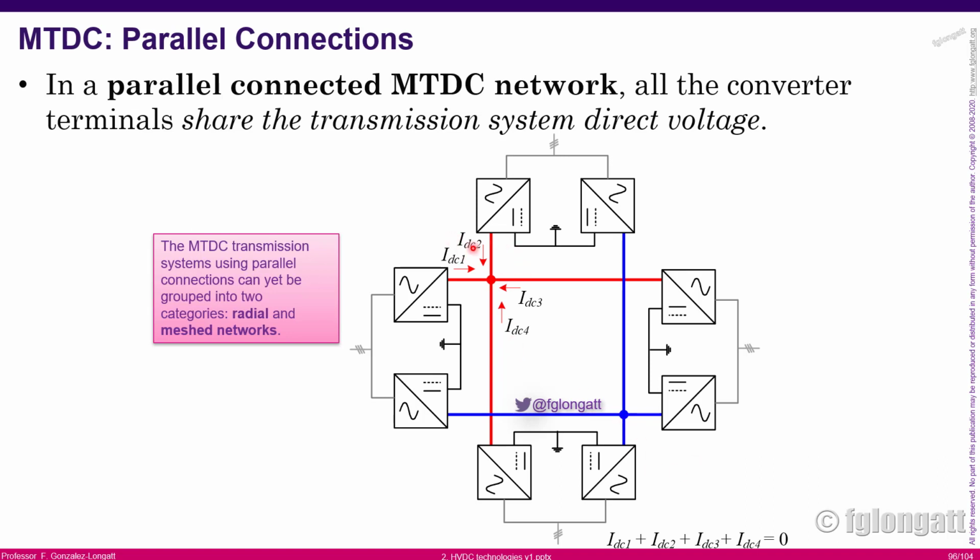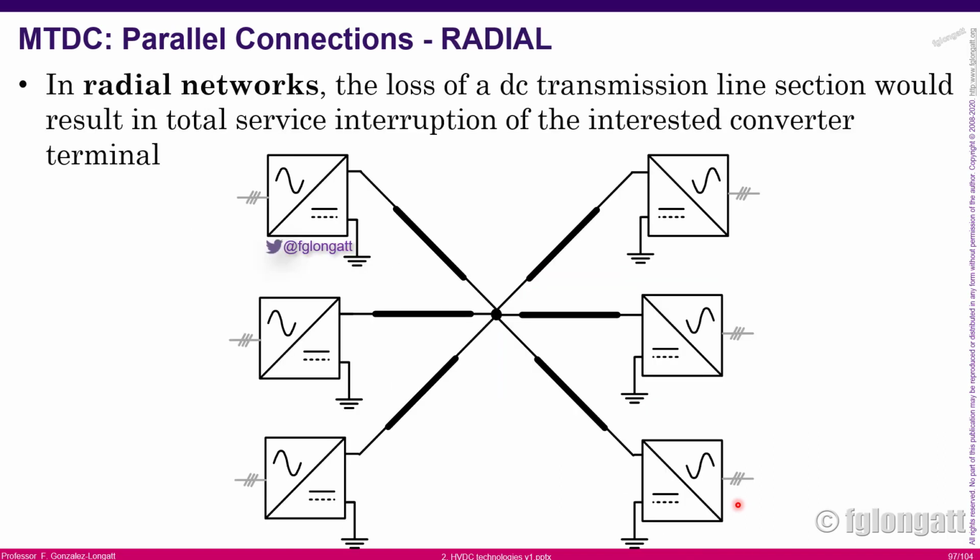As you can see here, in the positive terminal, 4 currents are going to this node, and Kirchhoff's current law is still working over there. Some people call this configuration radial configuration, and other people call it parallel interconnection. In this case, we have a converter station with the ground return, and you can see all of them sharing the connection point, and that is what we call a radial parallel connection.